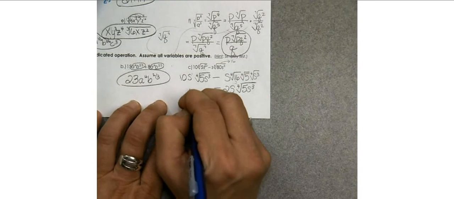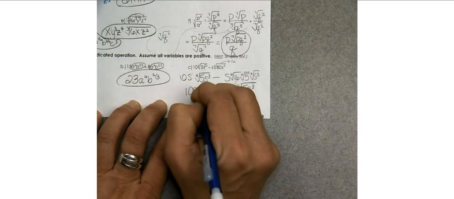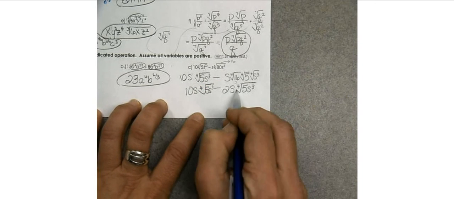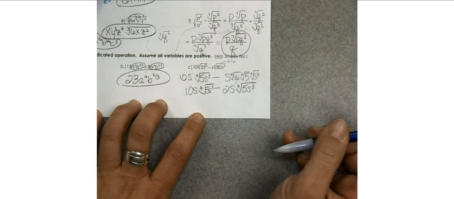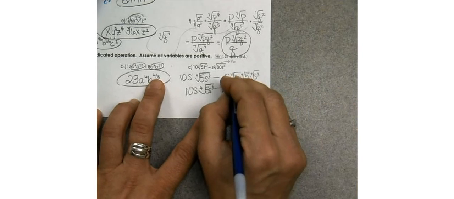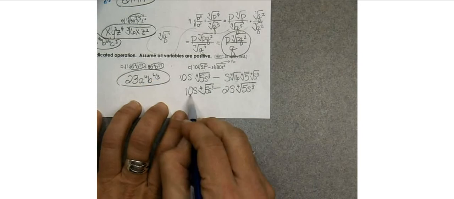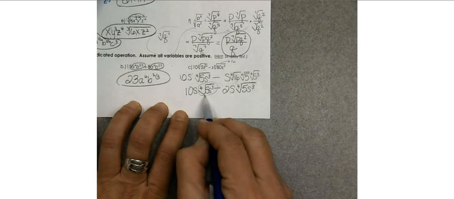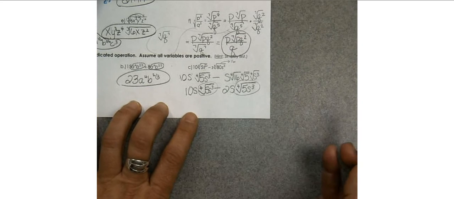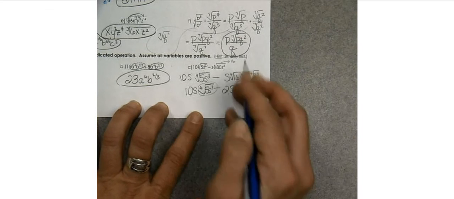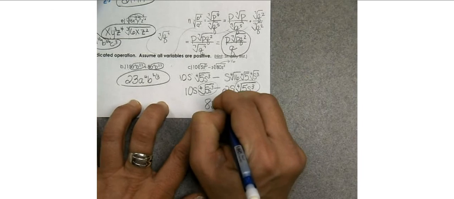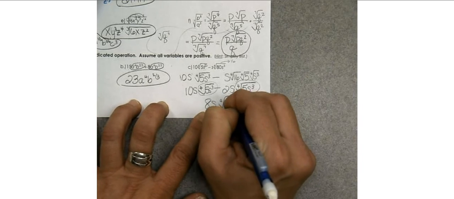All right, so I have 10s times the fourth root of 5s cubed minus 2s times the fourth root of 5s cubed. That 2 is what that cubed is for. Anyway, so we can see we have like radicals, the fourth root of 5s cubed. So I can take 10s minus 2s to make 8s times the fourth root of 5s cubed.